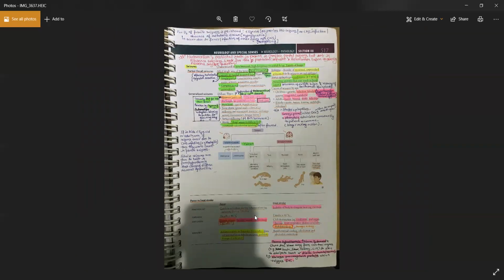Now, any doubt? How DIC? There is no specific cause. I really don't know, but yeah, it happens because of this procoagulant protein release. Ischemia and necrosis happen, and all these things. No specific cause exactly, but it's just a cause, right? So, any doubt on this page?